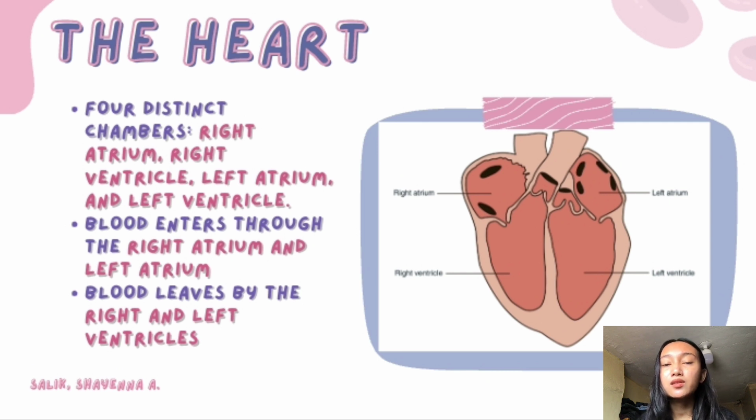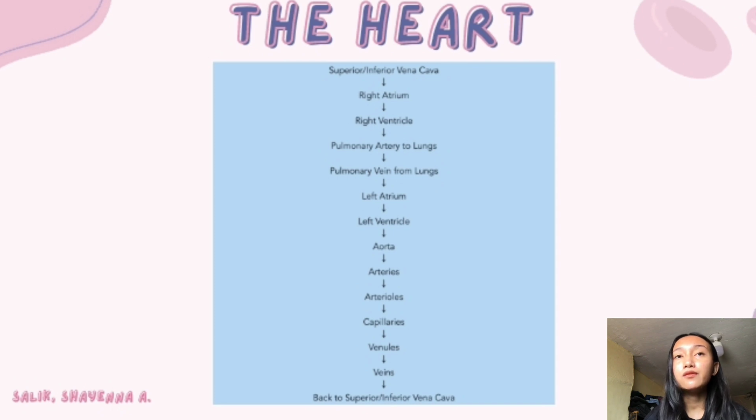The blood enters the right and left atrium, and the blood will leave through the right and left ventricles. The right ventricle of the heart is responsible for oxygenating blood by pumping it through the lungs, while the left ventricle has the task of pumping the blood to all parts of the body. Blood flows through the body via the arteries, the arterioles, capillaries, the venules, and the veins.